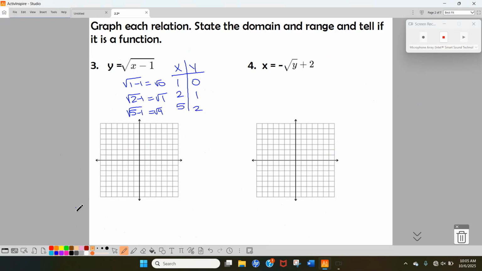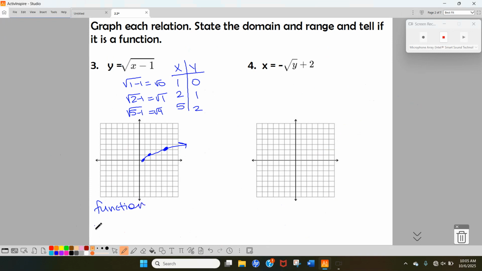Now you can do it and get decimals. I just would prefer to get numbers that work out. So 1, 0; 2, 1; and 5, 2. And then a square root function is going to be like half of a parabola. So it should always make like a little swoosh, like half of a U. All right, so this is a function.